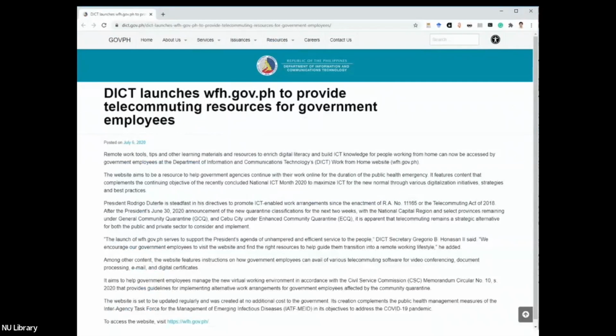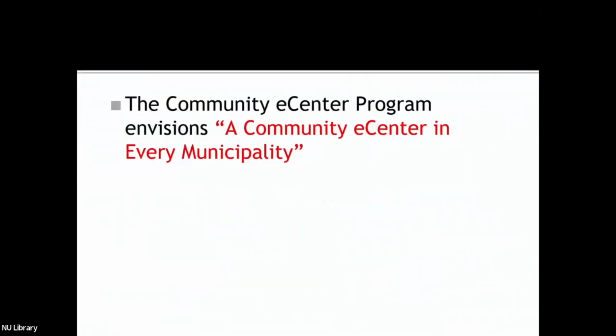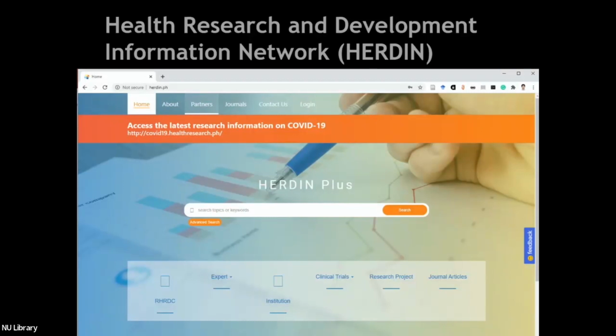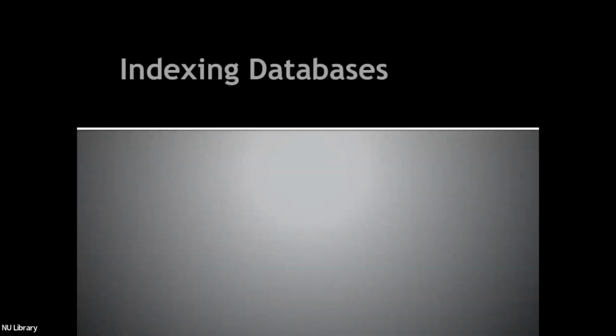And last is the DICT, which also had a work from home scheme. And we have this Tech for Ed, which is a community e-center for every municipality project in the Philippines. Also, we have a Health Research and Development Information Network, or HERDIN. And lastly is the National Codex NCO Philippines.